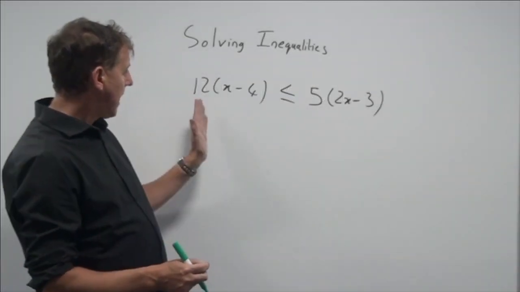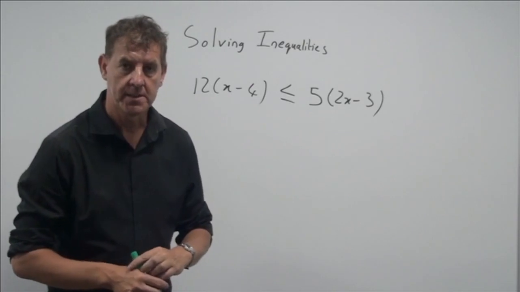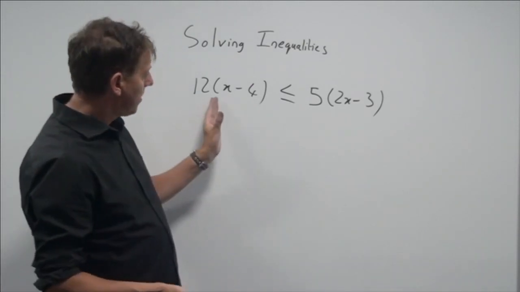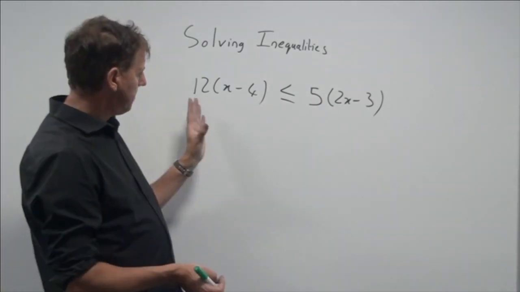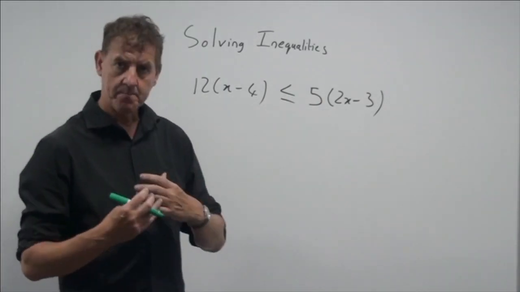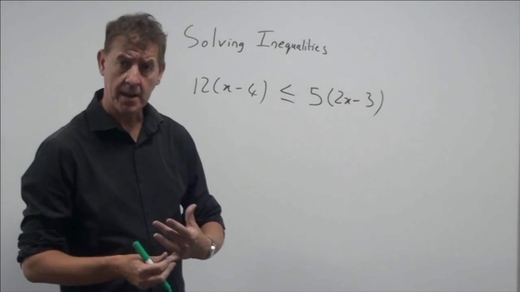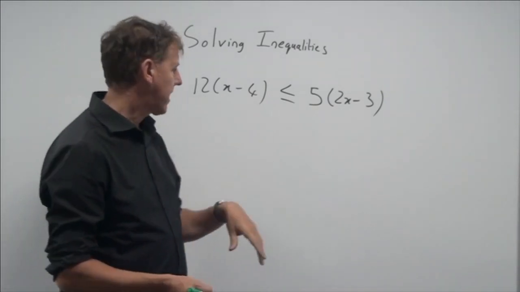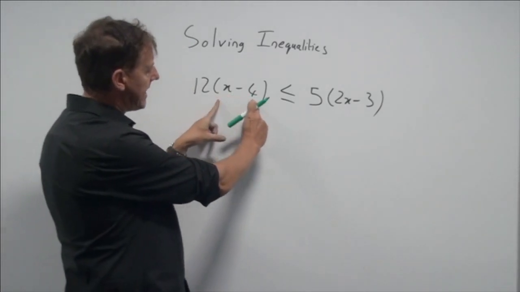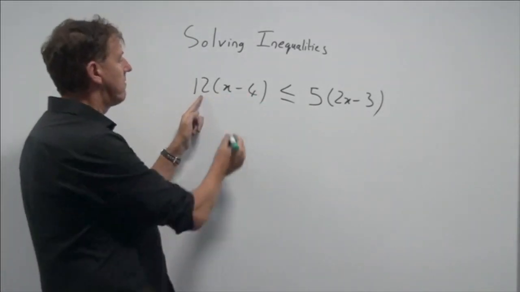Now looking at, again, a slightly harder inequality to solve, purely because the inequality that we're solving has got brackets in. What's the first thing we must do? We must expand the brackets. Just like if it was an equation, that's what we would do. We'd expand those brackets. Everything inside here must be multiplied by 12.